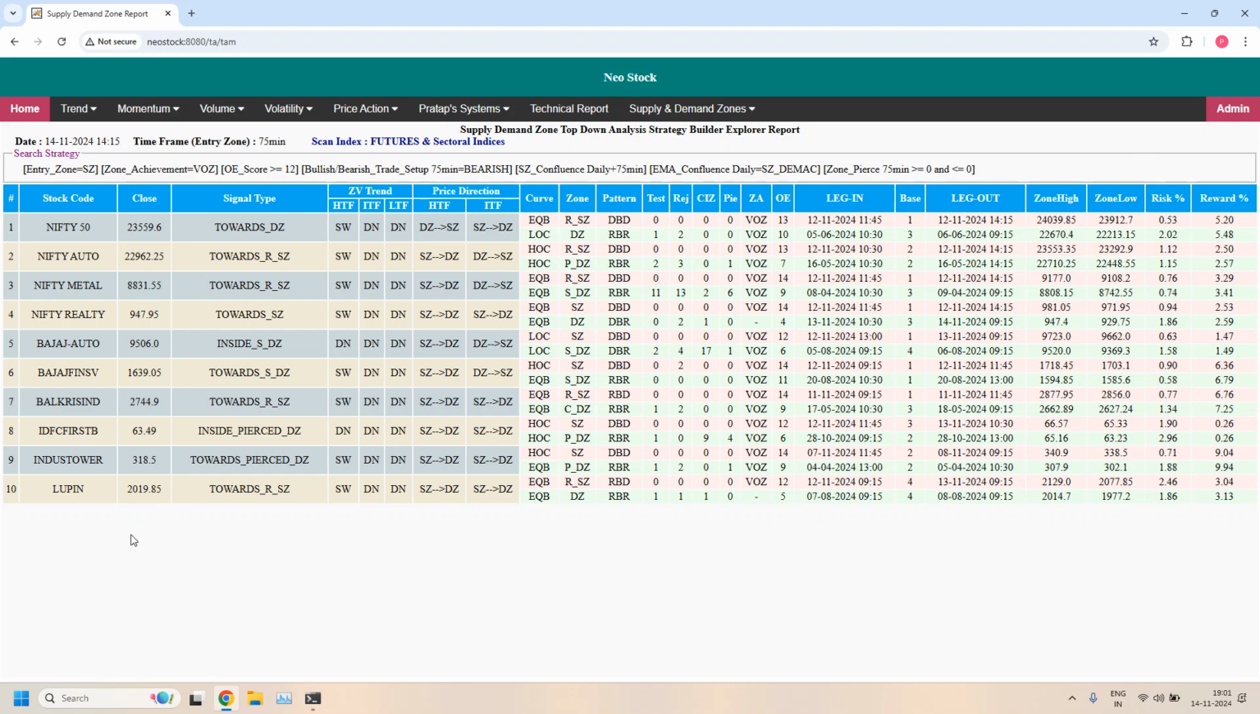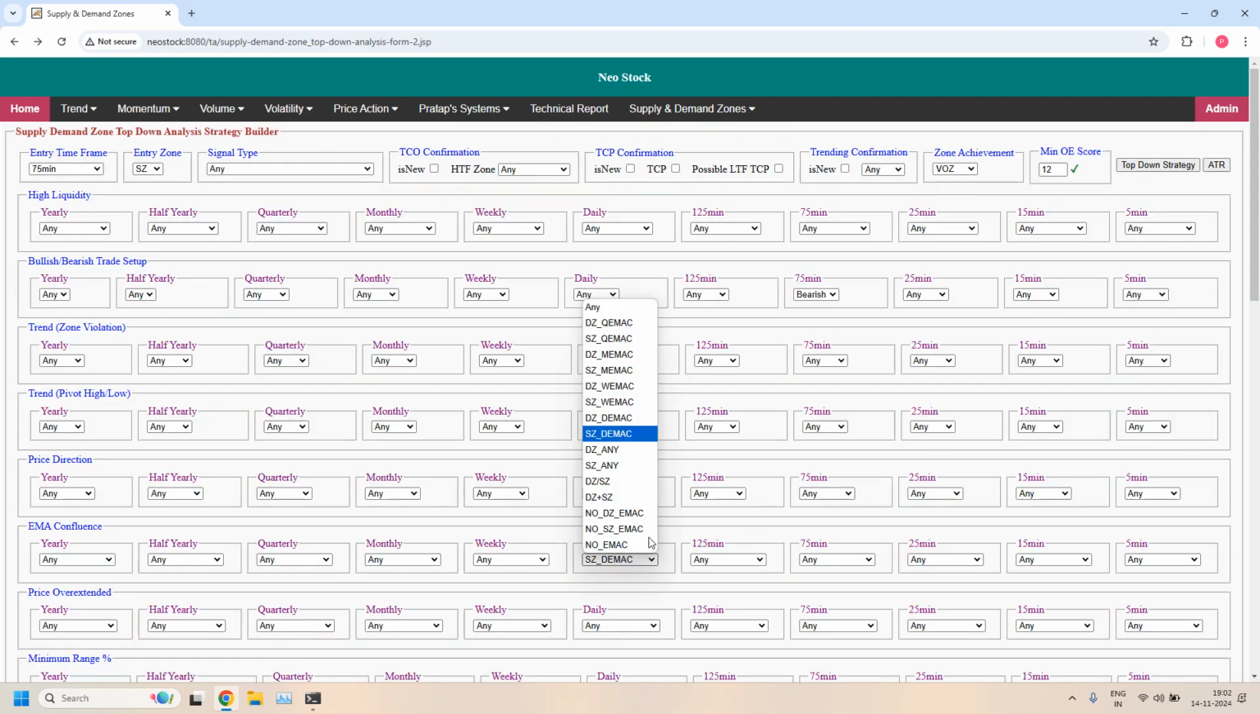All 10 stocks are having daily zones. In all these 10 stocks, the daily zone is having daily EMA confluence. Moreover, Nifty is having a 75 minutes high liquidity supply zone, which is having daily EMA confluence. Very good. This is based on LTF and ITF supply zone confluence and EMA confluence also. Next, we will look for LTF, ITF and HTF confluence. So I am removing the EMA filter.